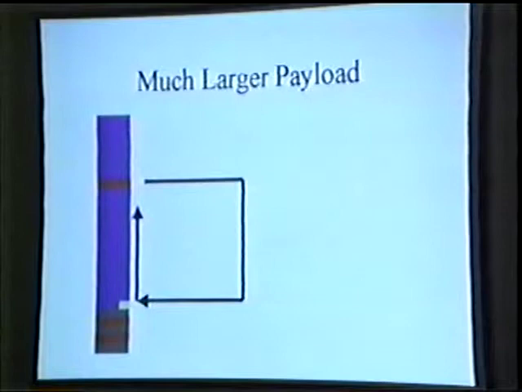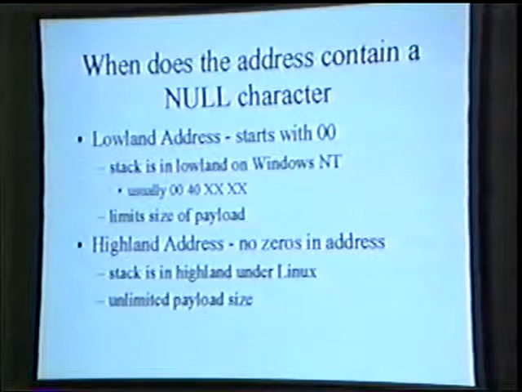So under NT, when does an address contain a null character? If it's on the stack, I call it a Hoglund address, and it means it has a 0-0 in front of it. We can use it, but it's going to reduce the size of our payload. A Hoglund address has no zeros in the address. I believe the stack under Linux is in Hoglund, so we don't have to worry about it, and we have an almost unlimited payload size at that point. Unlimited in the sense that we have enough to do pretty much what we want.